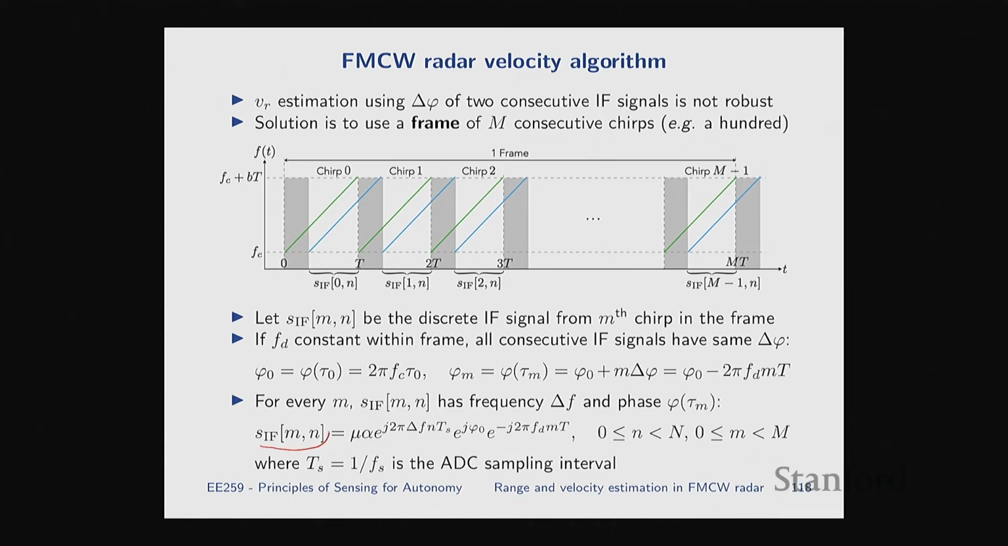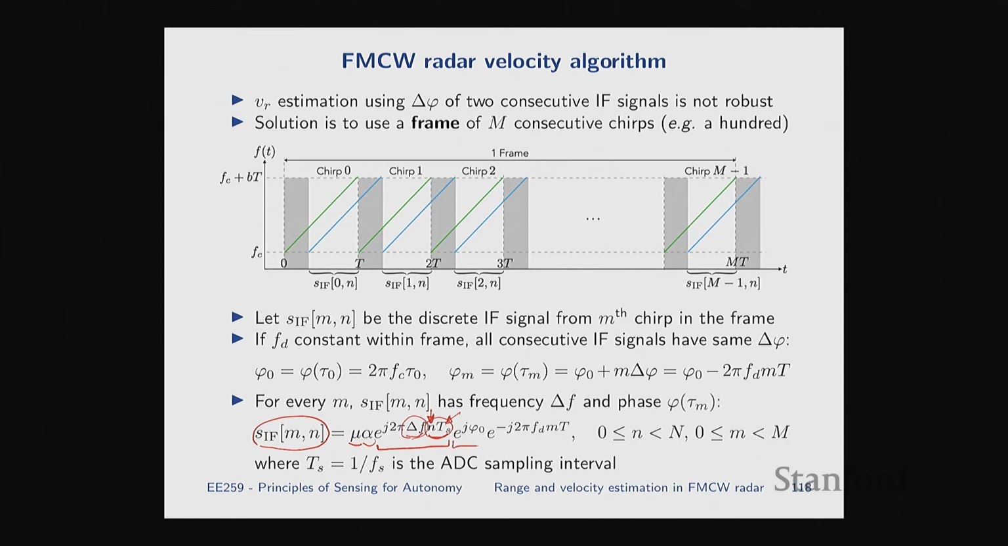S_IF of m and n. There's nothing new here. So it's equal to mu times alpha. So mu alpha is again the gain and the attenuation factor. This is our good old frequency term that we had, e to the j2 pi delta f times n Ts. I'm writing the discrete version here, so that's why you get n times Ts. Ts is the sampling interval of the ADC, and n, remember, is the ADC index. Okay? And delta f is the term that is proportional to range.